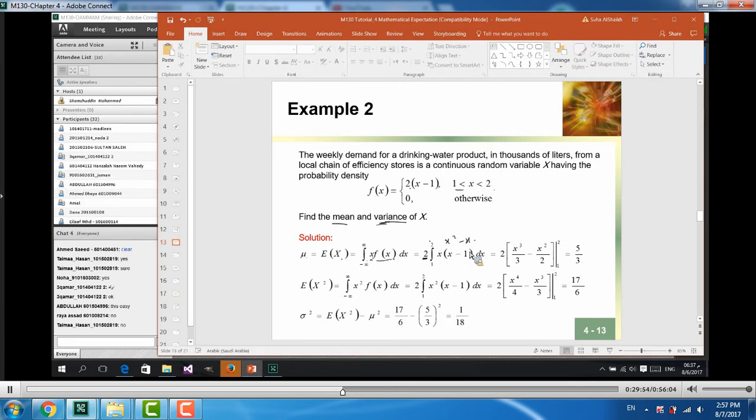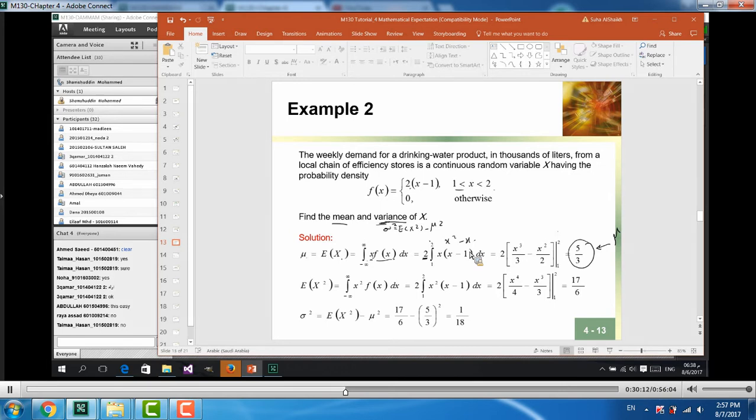Do the integration now. This one is x square minus x. The integration is x cubed over 3. The integration of this one is x square over 2. Substitute from 1 to 2. Find the result. You get the mean is equal to 5/3.